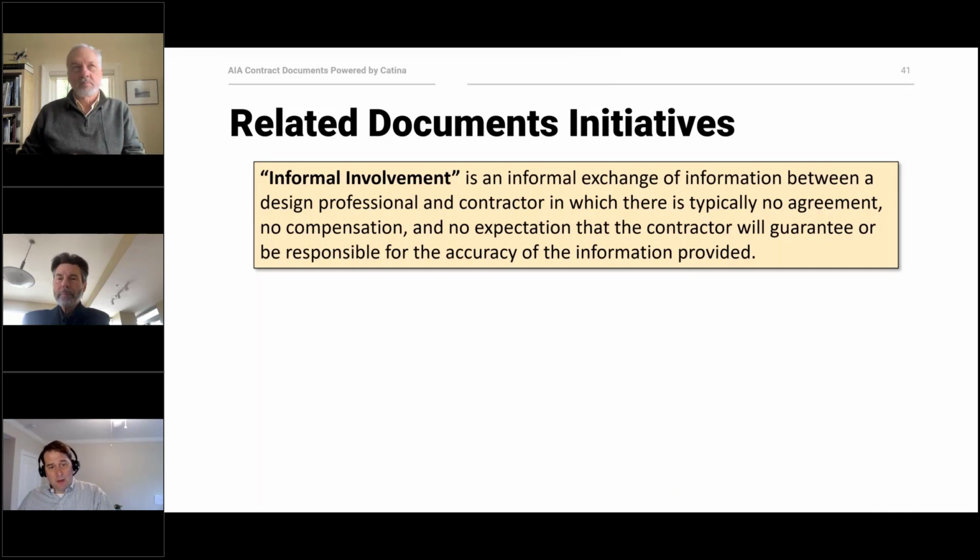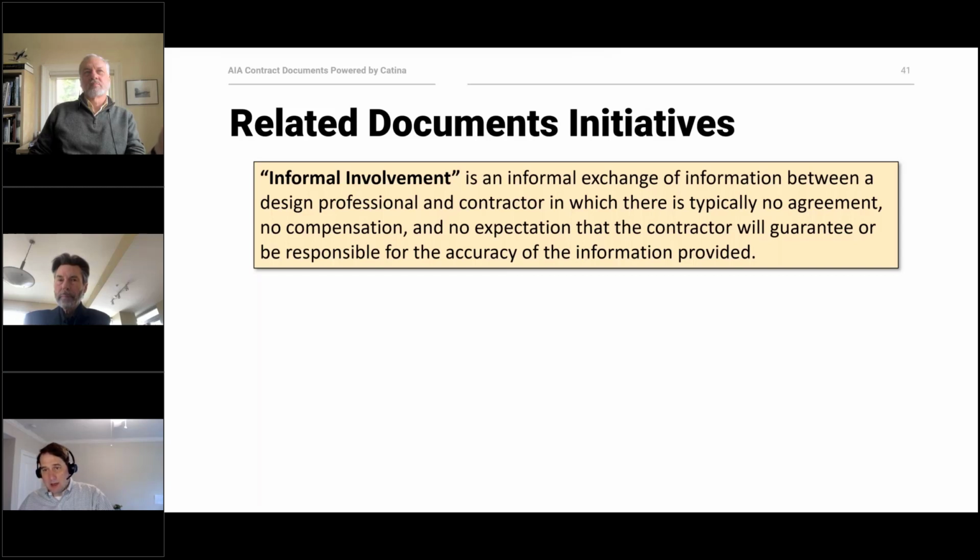So, informal involvement. We'll have definitions of each of these on the screen, but for informal involvement, the white paper defines it as really just an informal exchange of information between a design builder, a design professional, and a contractor. And there would typically be no agreement associated with this.